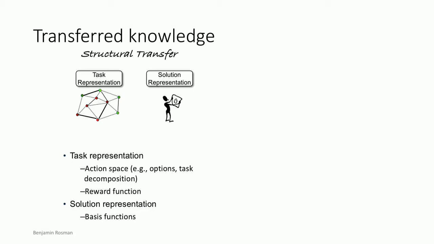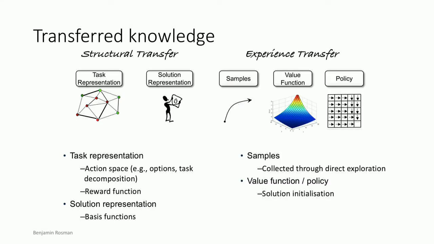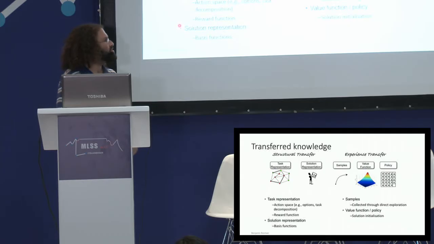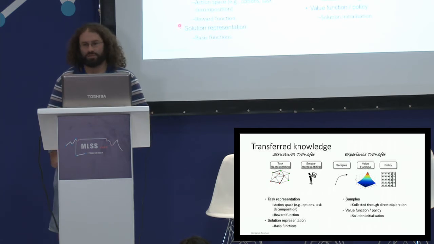So something about the structure in general that we might want to know. And on the other hand, we could transfer experience. You can use pieces of value functions or policies or samples that you learned or experienced directly in one setting, and carry them across to another setting and reuse them there in some way, often to act as more training data or something like that.